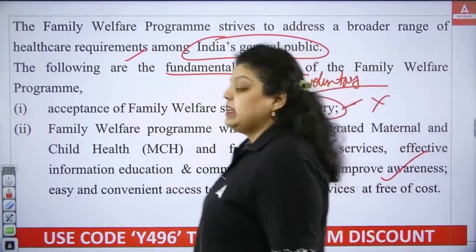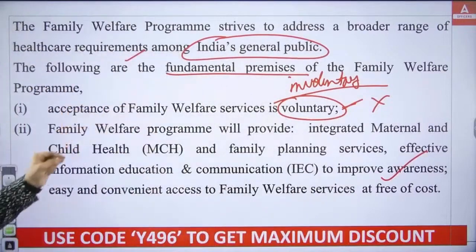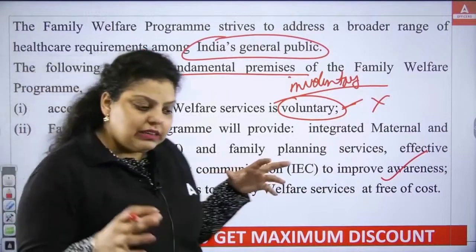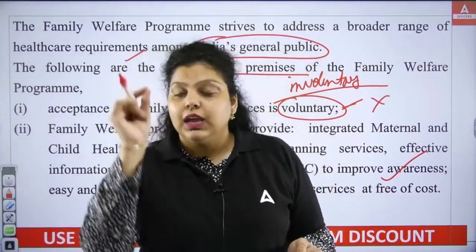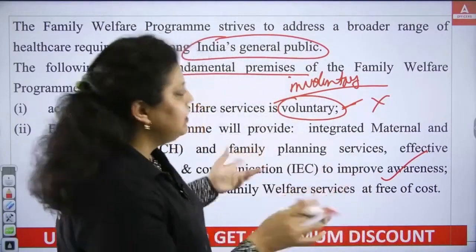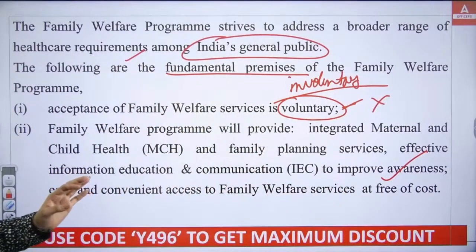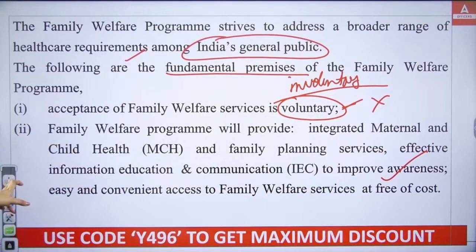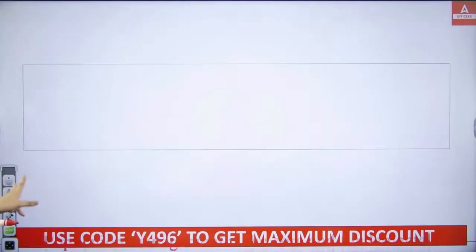And that's why it's very important to read each and every line. Because such minor changes have been seen in the paper. They have taken whole lines from the IIBF book, but they have changed a minor thing. They have changed a single word, and that single word has changed the meaning of the topic. So that's why everything has to be covered. All these things are part of the fundamental premises of the family welfare program.